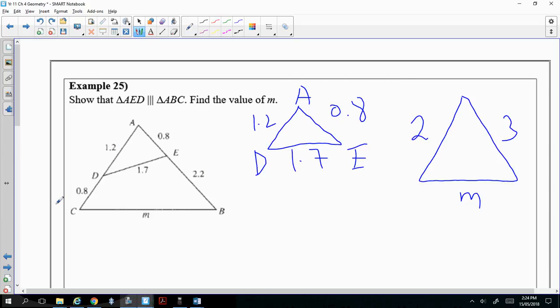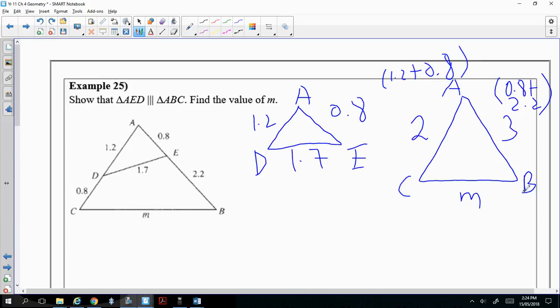Okay, so we got this information. When two triangles overlap, you can draw them separately, and you can clearly see what method we should use. So what should we do now? There are two sides given, right? There's two sides, so maybe we can do the ratio of matching sides first.